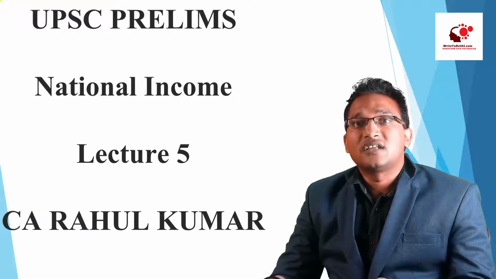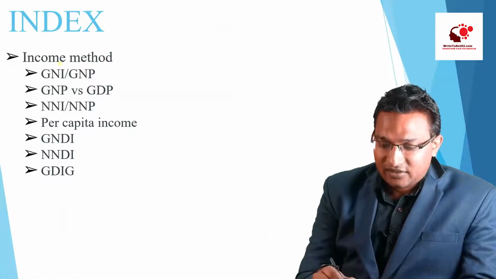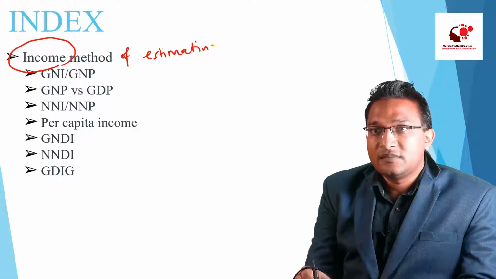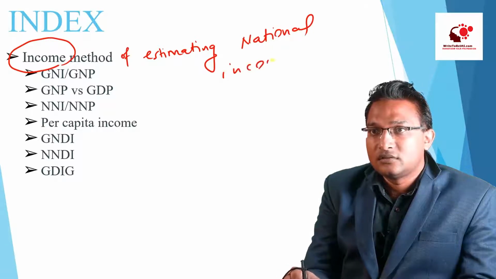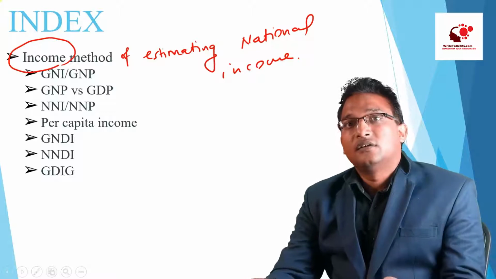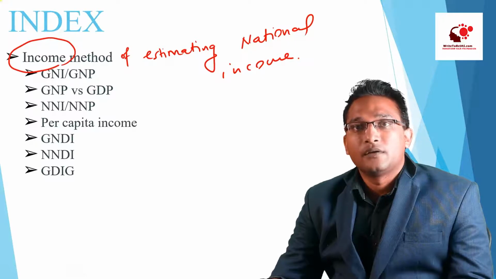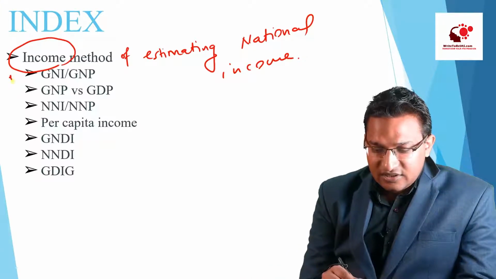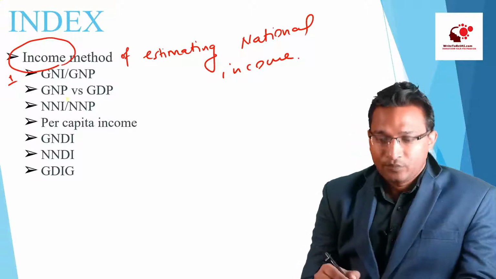We have discussed the expenditure method, and we have discussed the output or value added methods. Now we are going to discuss the third method of calculation of national income, and the name of this method is the income method. So in this particular session I'll be covering the income method of estimating national income. And in this particular method there are different measures or indicators which we can see. The first indicator is GNI or gross national income, and this is also called the GNP, gross national product.